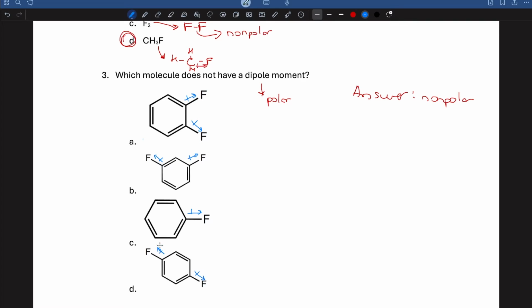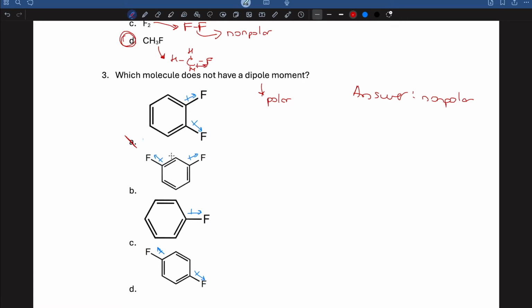So starting from A, these two arrows definitely don't cancel each other out. They're pointing in almost the same direction, right? And so they're not going to cancel each other out. So the answer is definitely not A. Let's keep red.